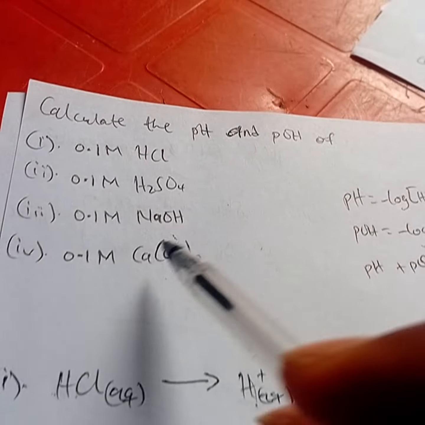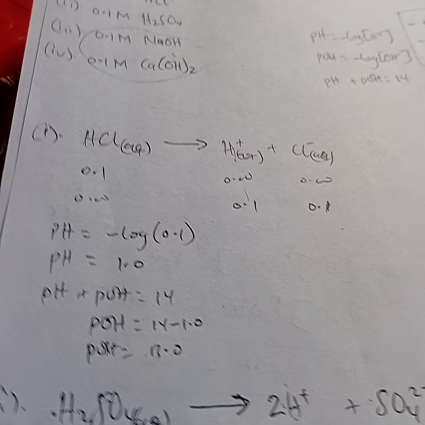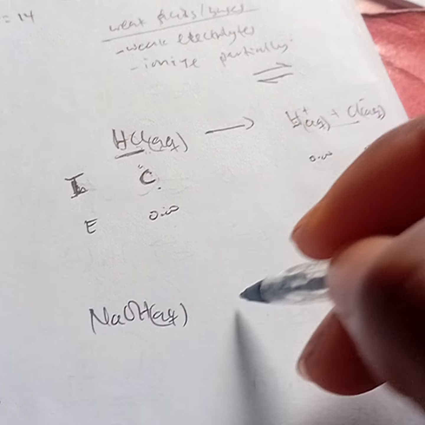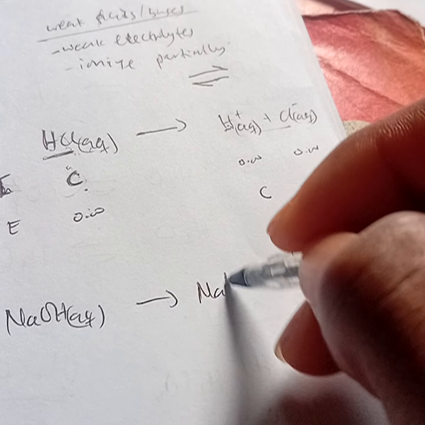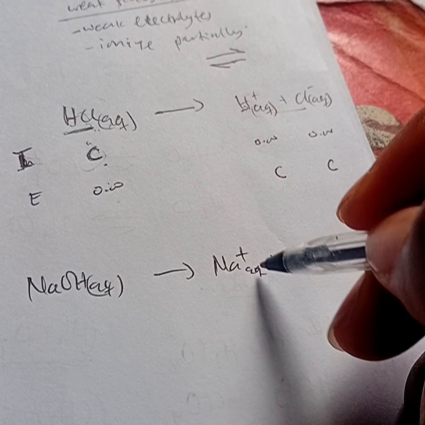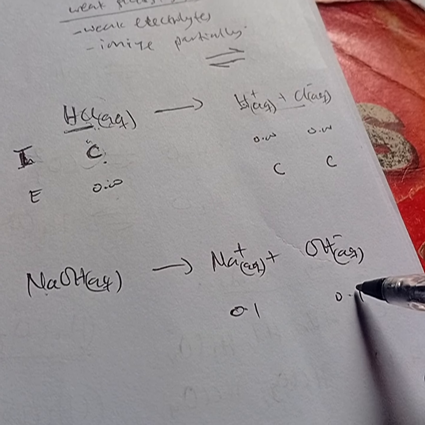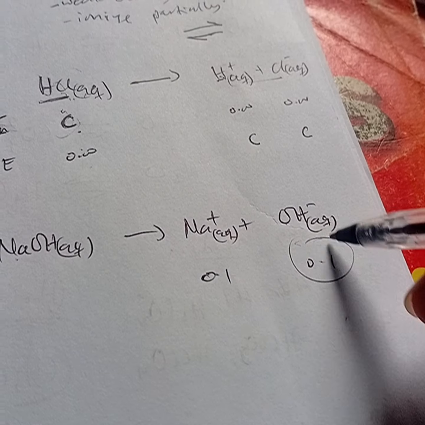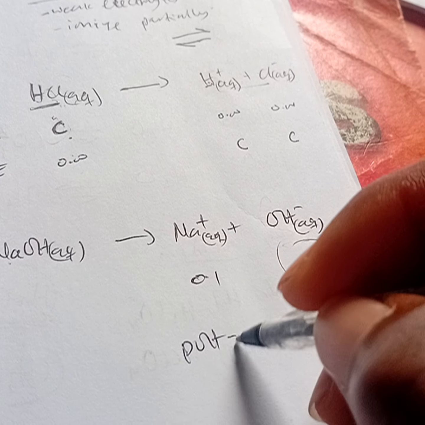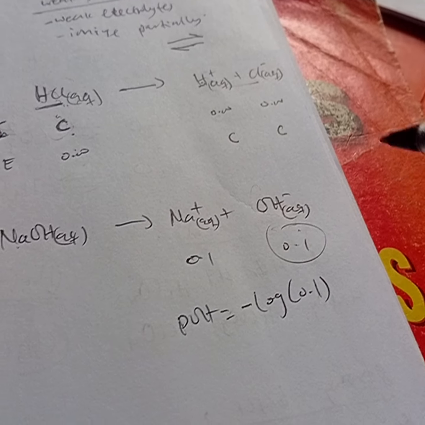So we can go ahead and do the calculation for the next one. Here I just need to write the equation for you, and you can find the pOH. Sodium hydroxide aqueous is going to give us Na+ and OH-. The mole ratio is 1:1, so 0.1, 0.1. To get the pH here, we have OH-, so you have to find the pOH first: negative log of 0.1. When you're done, you subtract from 14 to get the pH.